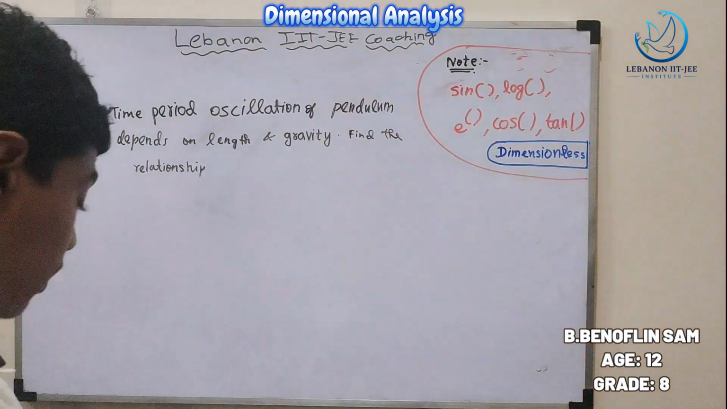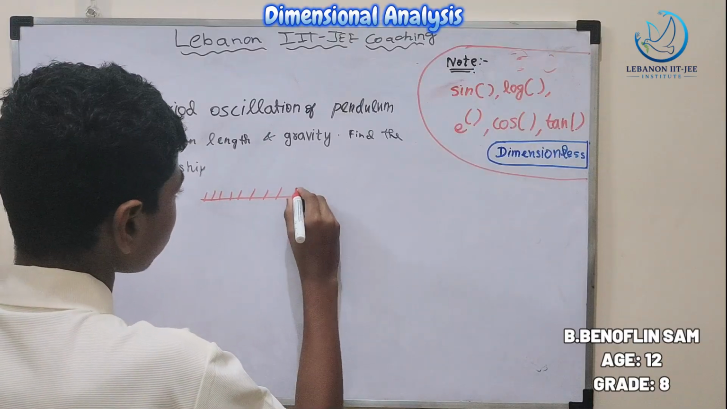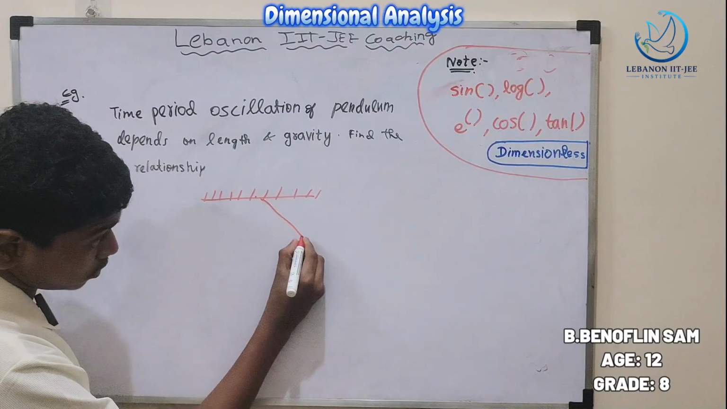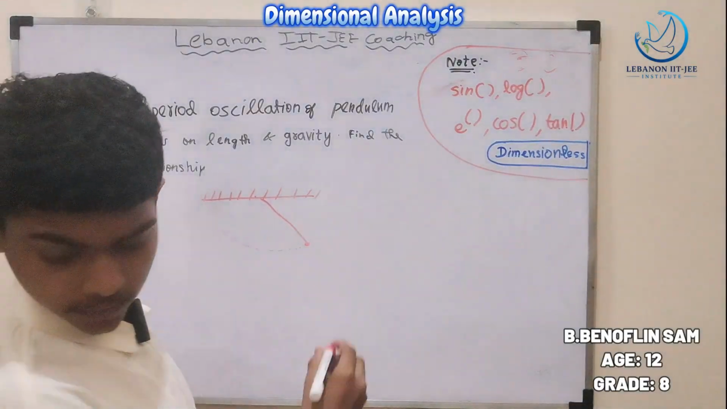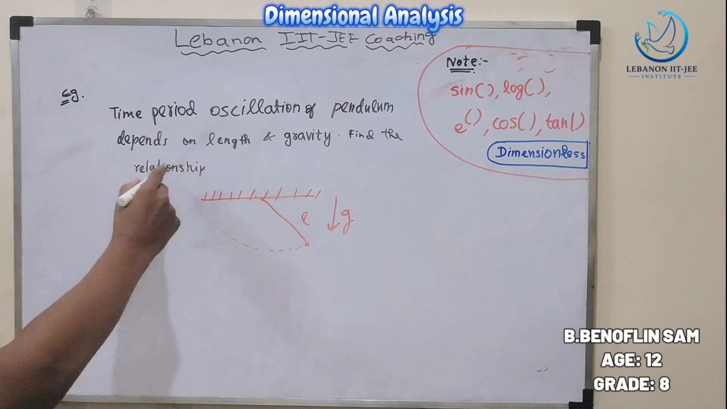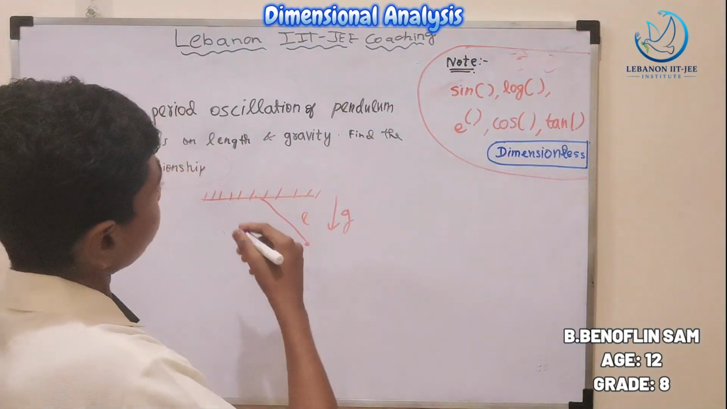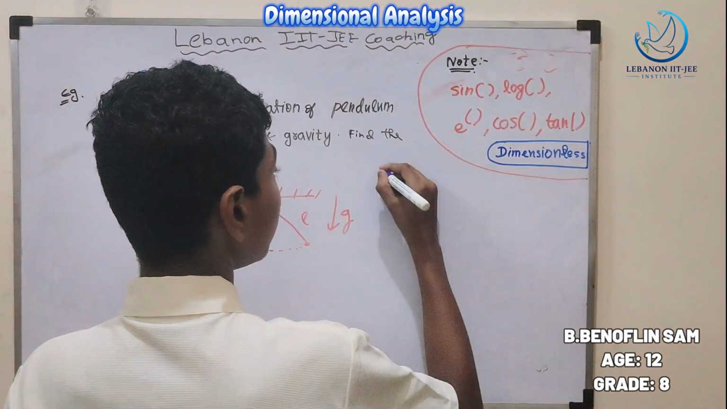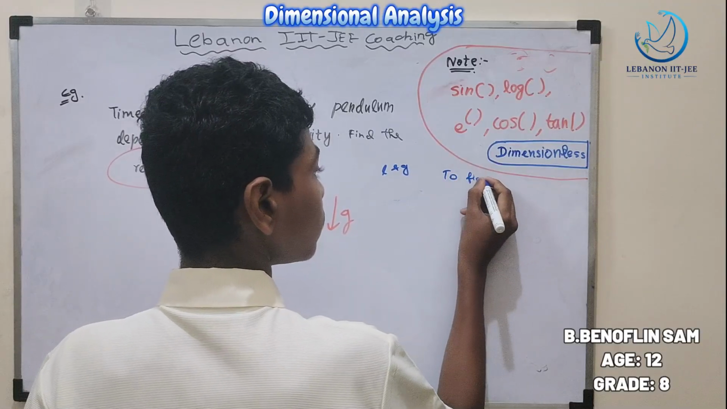So first I'll draw the diagram. I know how it goes. Like this, and its length is L, and its gravity is g. So you have to find the relationship of the time period. It has only length and gravity, and to find this you have to take time.